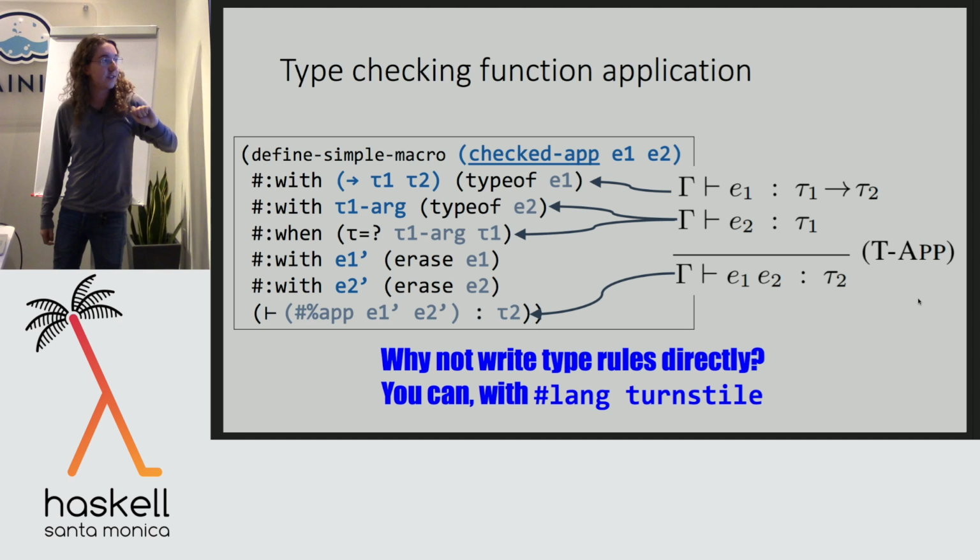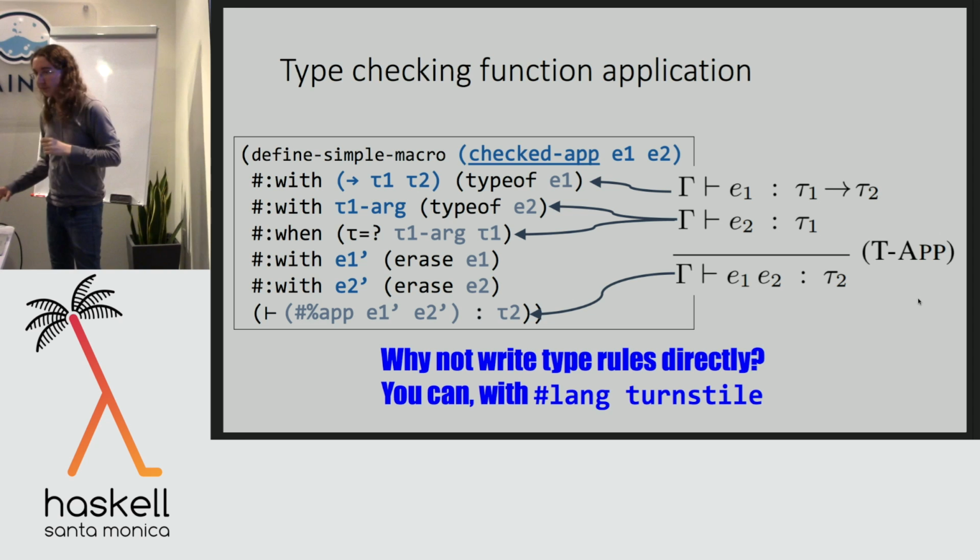It's a pattern matching form. So you would have checked app, and maybe this is a function expression and this is an argument expression, and you'll get hold of these pieces of syntax in the body of this macro. So this is just type checking, and the lambda calculus always just has one argument, that's why it's E1, E2. Exactly, so really this is F and this is X. Got it.